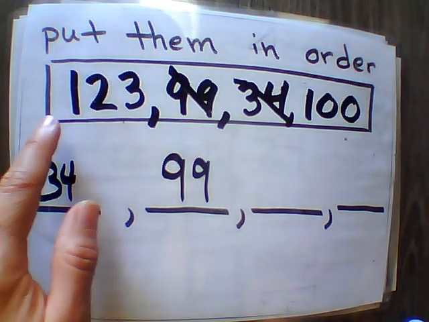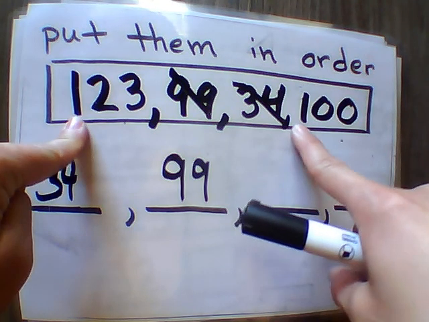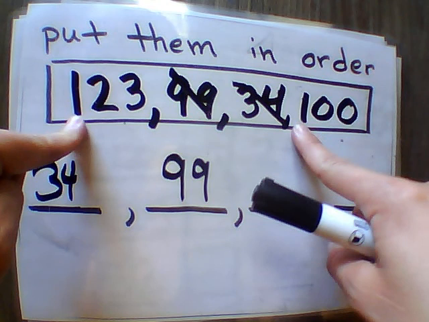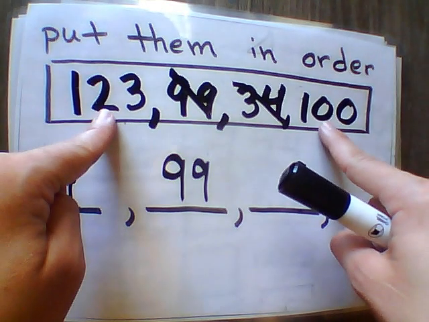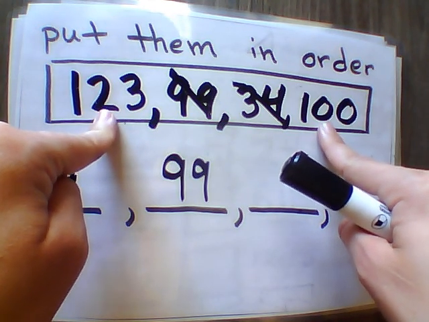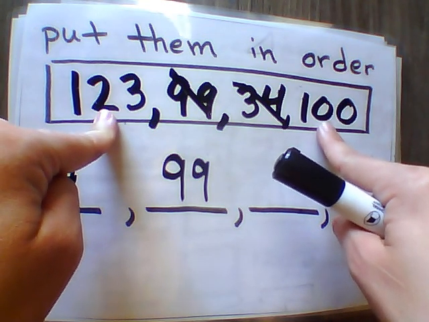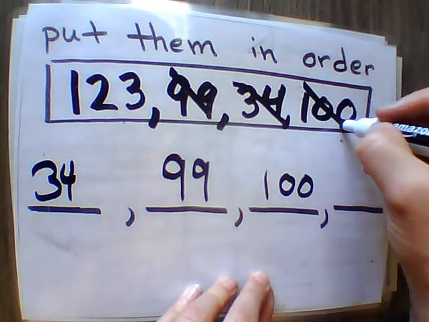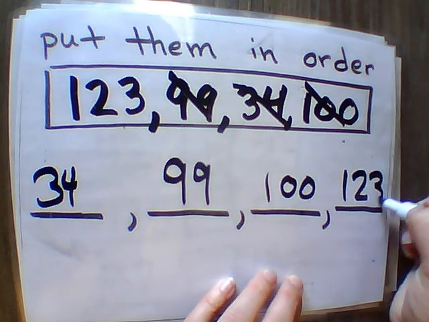Now I'm moving to my 123 and my 100. I'm going to touch the hundreds in both of them. They are the same, so just like we've done in the past where if the 10s were the same, we jump to the 1s, this time we go from the hundreds and jump to the 10s. I notice in 123 there are 2 10s, and in 100 there are 0 10s. So 0 is less than 2, so we're going to put 100 next. And then 123 is the larger of the 4 numbers.